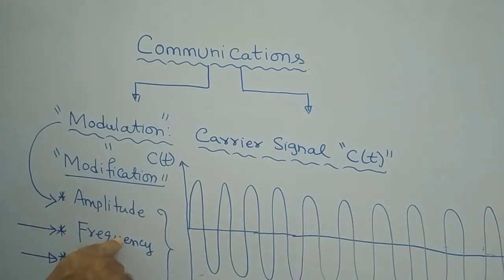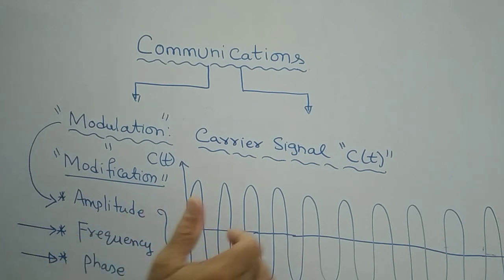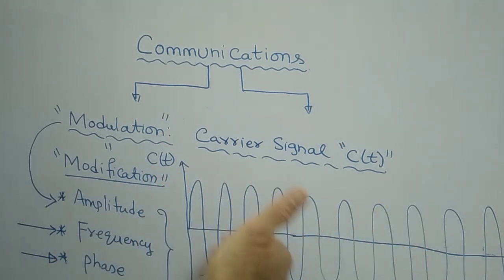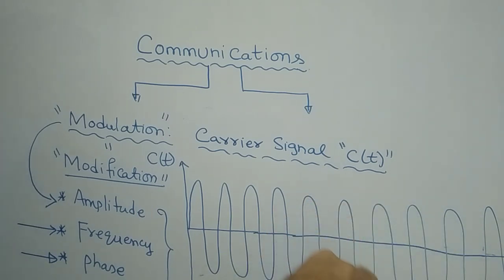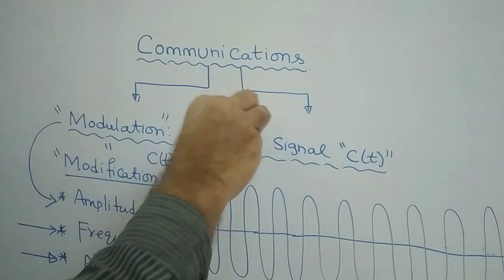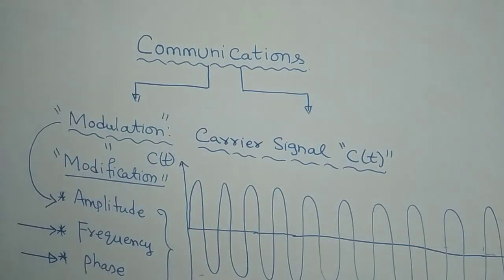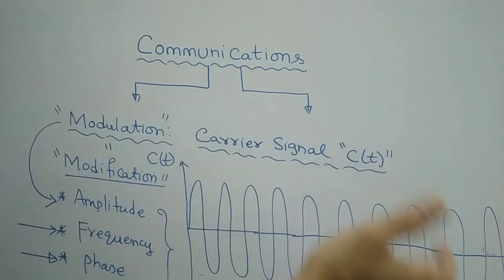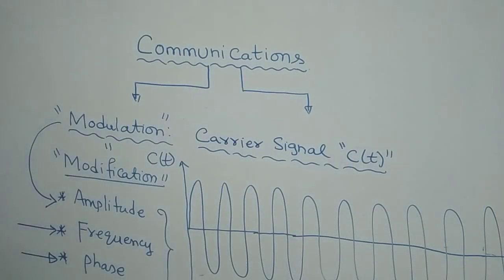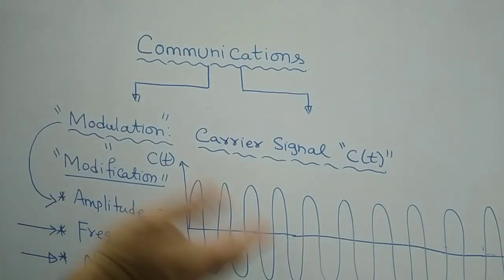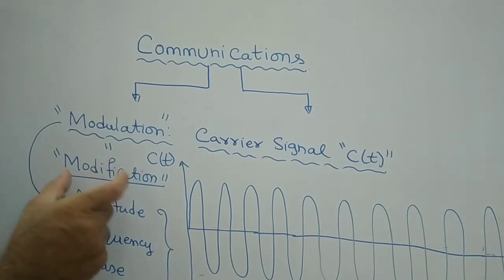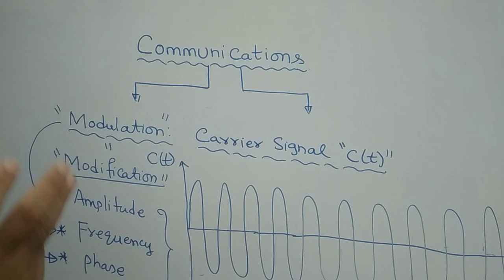Now coming to frequency modulation. In frequency modulation, the frequency of the carrier signal is varied in accordance with the instantaneous amplitude of the message signal. Similarly, if the phase of the carrier varies in accordance with the instantaneous value of the message signal, it is called phase modulation. Therefore, we have three types: amplitude modulation, frequency modulation, and phase modulation. This is what modulation is.